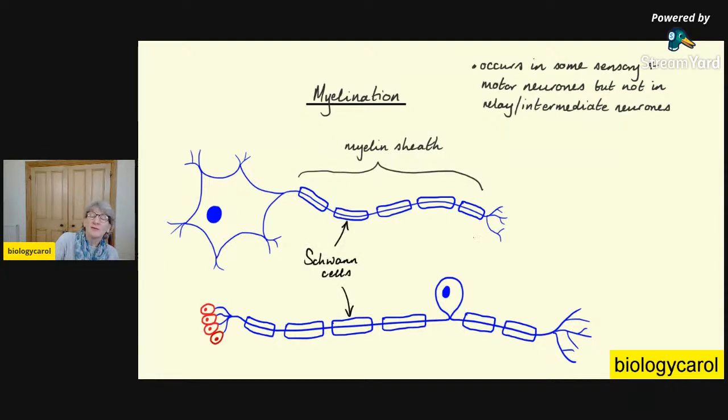And here the individual cells that make up the myelin sheath are called Schwann cells.